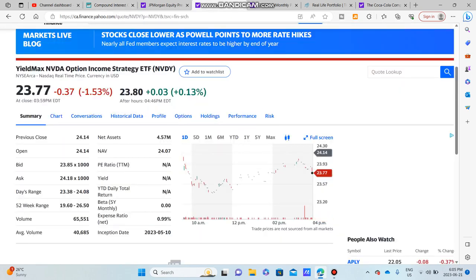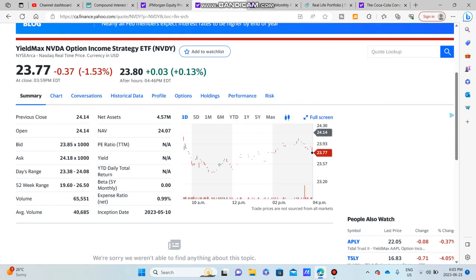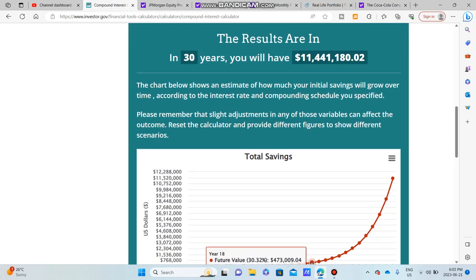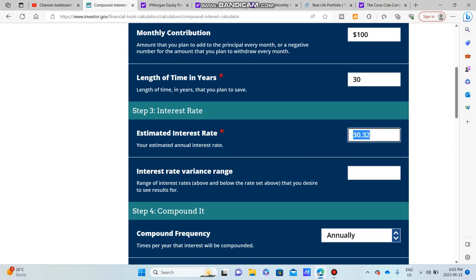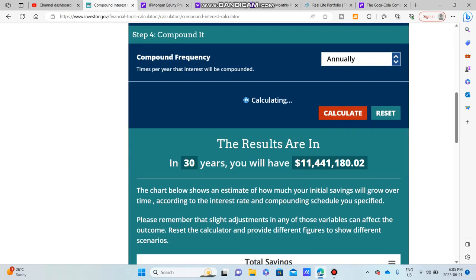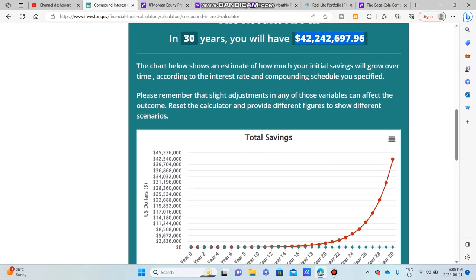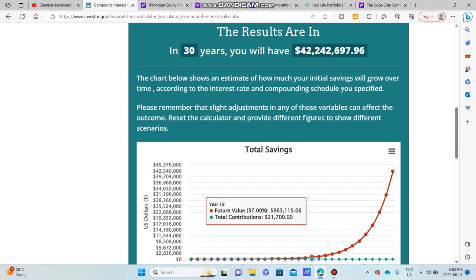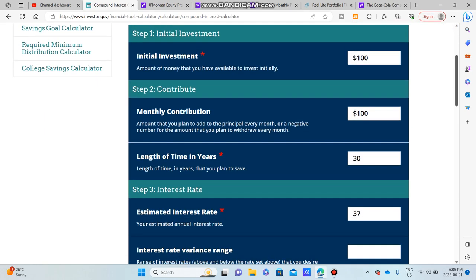Now, a stock that you guys probably already know, a YieldMax fund, NVIDIA, which writes synthetic covered call options on NVIDIA. This one has a dividend yield, I'm pretty sure about 37%. It doesn't have anything currently in its dividend yield, but that's okay. We're going off that 37%. So changing the 30.32 to 37, calculating that over 30 years, we get $42 million. I don't know about you, but I could definitely use $42 million. Now, the crazy part is, what if we just took this monthly contribution and added an extra zero? How does that sound? So $1,000 a month.